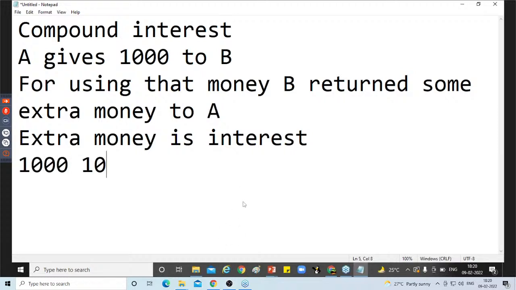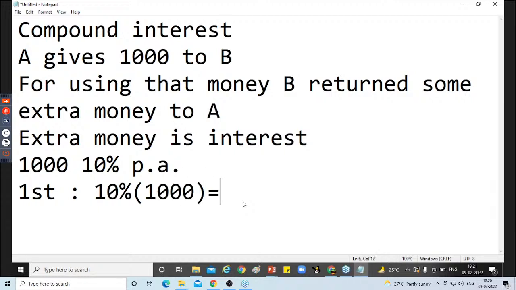for 1000 rupees, 10% is the rate of interest per annum. Here, for the first year, we have to calculate the interest on 1000, nothing but 100 rupees. The second person has to pay 100 rupees extra over the initial sum, the total being 1100 rupees.